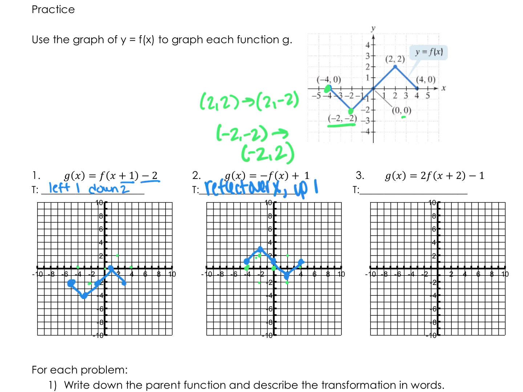All right, for this next one, the 2 in the front, because it's being multiplied, this is going to be about a stretch or compression. It's on the outside, so it's going to be vertical. And because it's bigger than 1, it's going to be a vertical stretch of 2. The +2 on the inside is going to tell us to go left 2. And the -1 will tell us to go down 1.